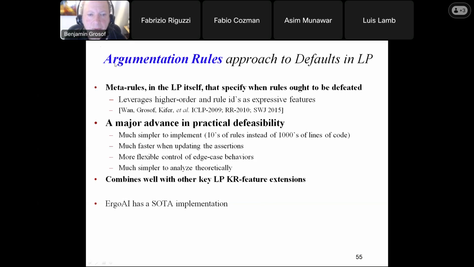Argumentation rules approach for defaults in LP. As I mentioned earlier, it's the meta rules that specify when rules ought to be defeated, and that was a major advance in several regards in practical defeasibility: simpler to implement, faster when updating, more flexible specification of edge case behaviors, and much simpler to analyze theoretically and give strong analytical guarantees, including about proof procedures. And this combines well with other key LP features, extensions in the KR, and has a state-of-the-art implementation.